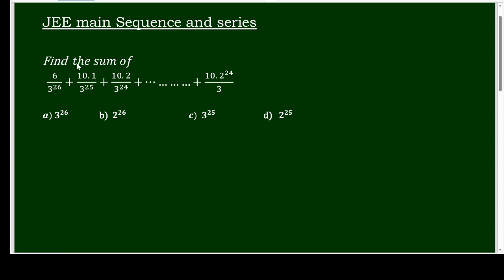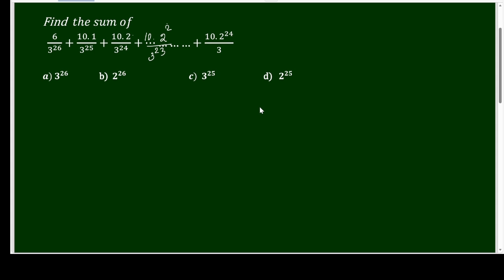So this is a question from JEE Main Sequence and Series. Find the sum of 6 over 3 raised to the 26 plus 10 multiplied by 1 over 3 raised to the 25 plus 10 into 2 over 3 to the power 24 in the denominator. So the next term is 10 into 2 raised to the power 2 over 3 to the power 23, and the last term is 10 multiplied by 2 raised to the power 24 over 3. The options are given as A 3 raised to the 26, B 2 raised to the 26, C 3 raised to the 25, D 2 to the power 25.